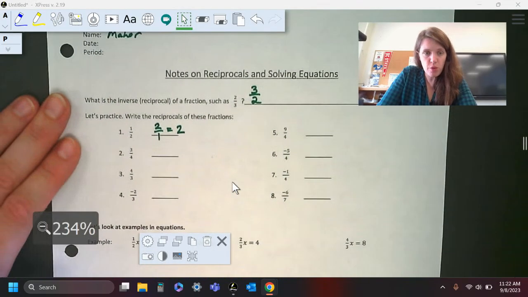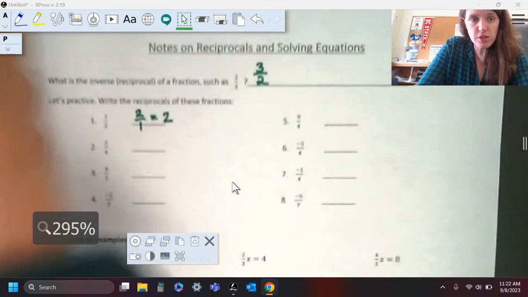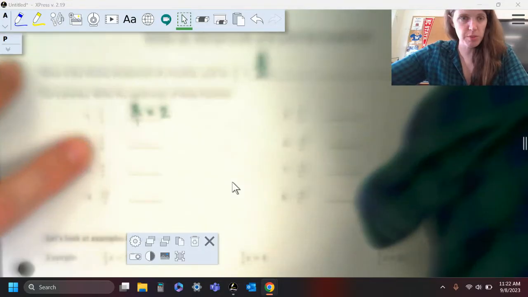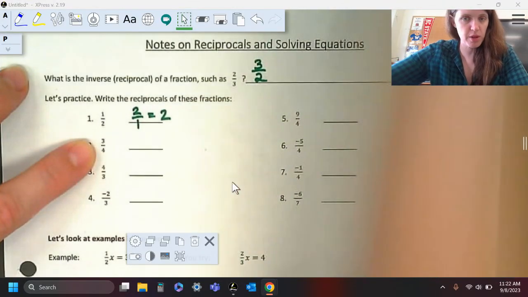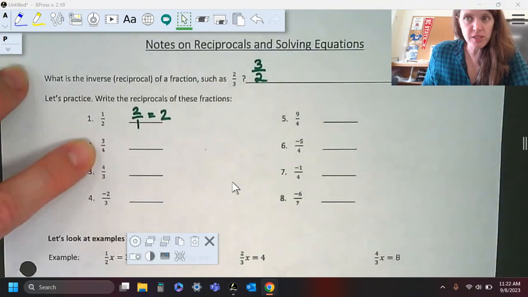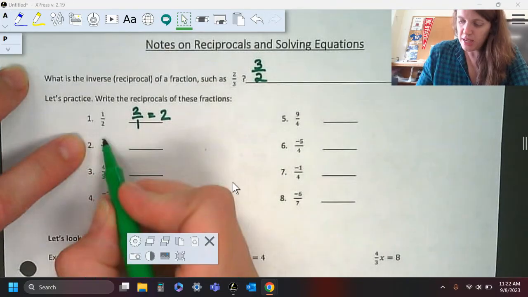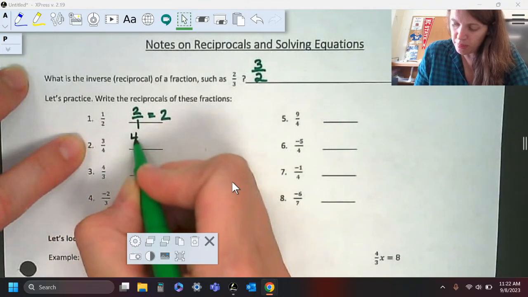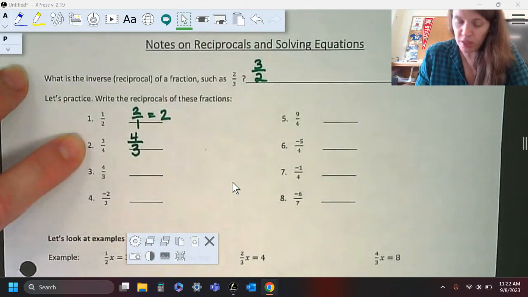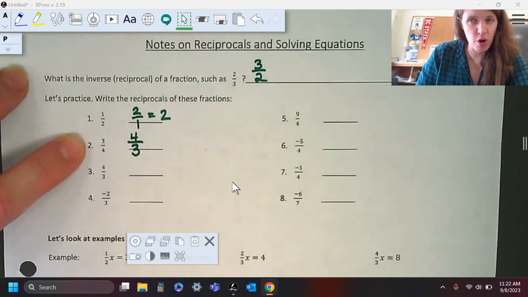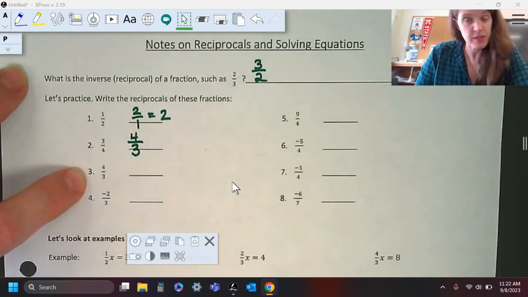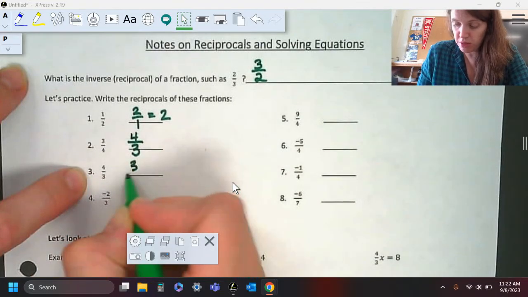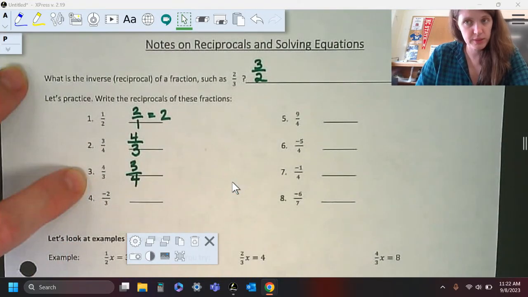3 over 4 is also a fraction. It is 3 divided by 4. So we have the 4 on the bottom. When we use the opposite, we're going to have the 4 on the top. So 4 over 3. The same is true for 4 over 3 here. The opposite of 4 over 3 is going to be 3 over 4.